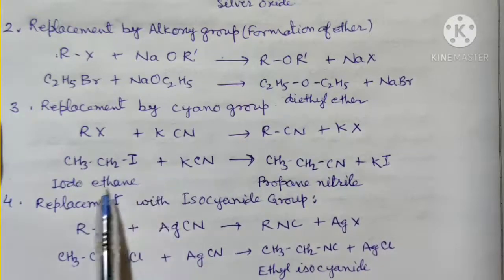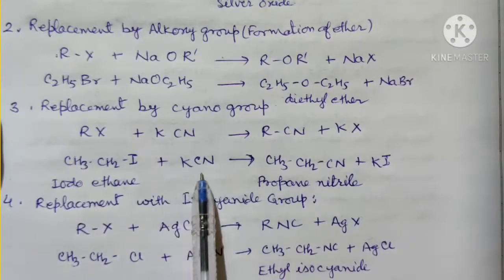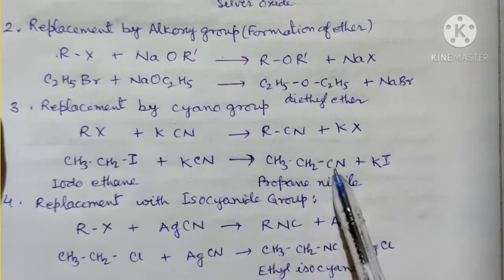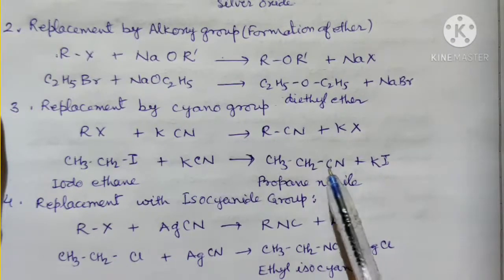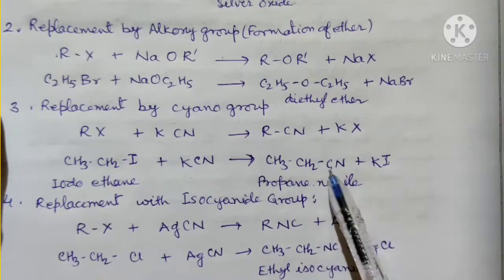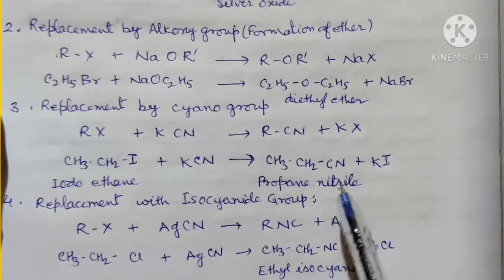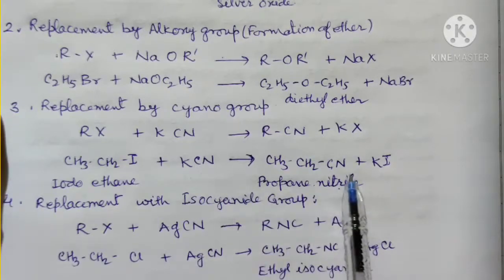Now the example: when iodoethane or ethyl iodide reacts with KCN, it forms propane nitrile or ethyl cyanide. In the IUPAC system, we have to do the numbering with this cyanide group also. This carbon atom will be number 1 carbon atom, so its name is propane nitrile. But when we write it in terms of cyanide, its name will be ethyl cyanide. So don't be confused to see this. The product will be alkane nitrile.